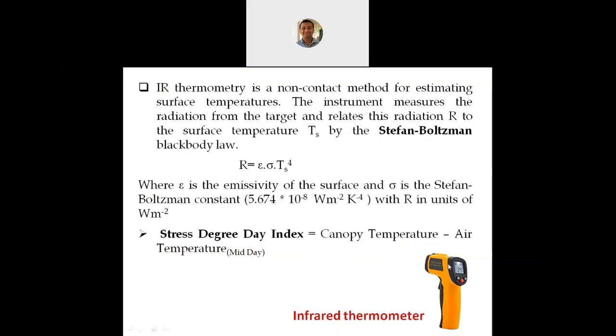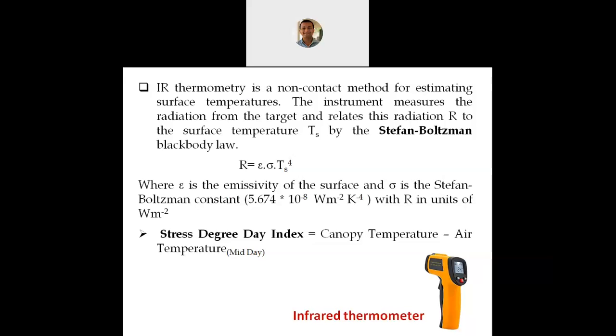So basically this is a picture of a typical infrared thermometer. An infrared thermometer has various uses. It is also used in the ore industry to remotely measure the temperature of any object, and in agriculture we can use this thermometer to measure the canopy temperature of the plant, not the leaf temperature.